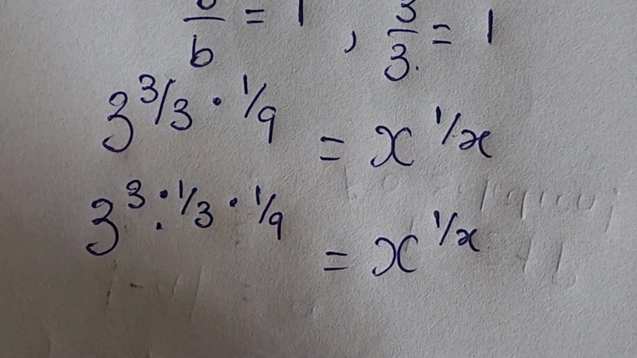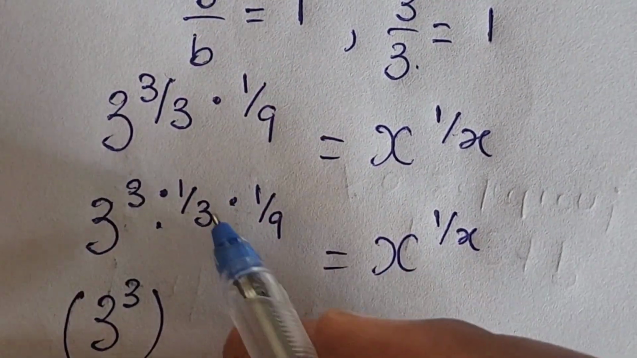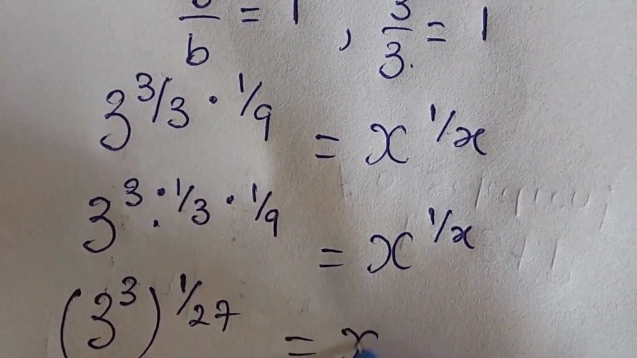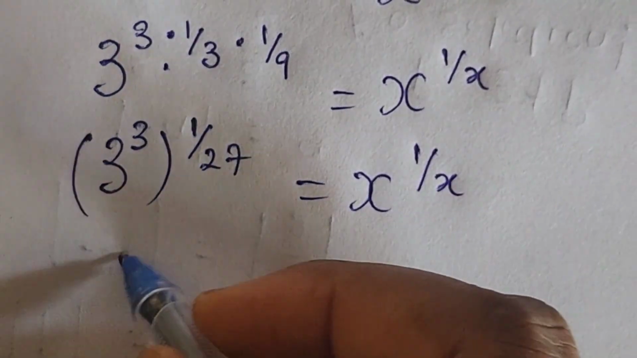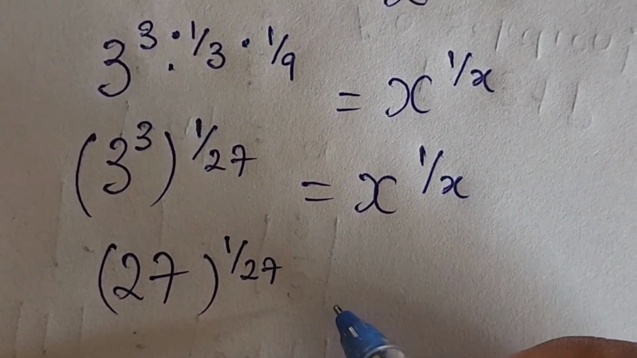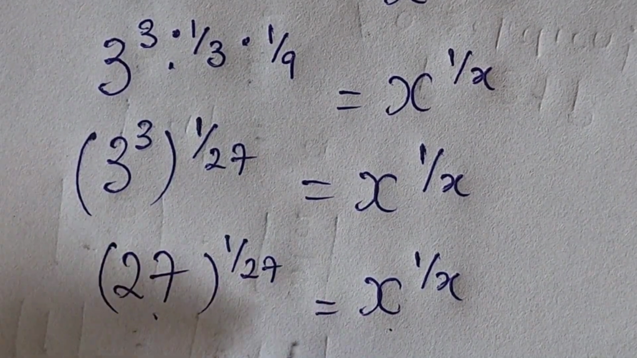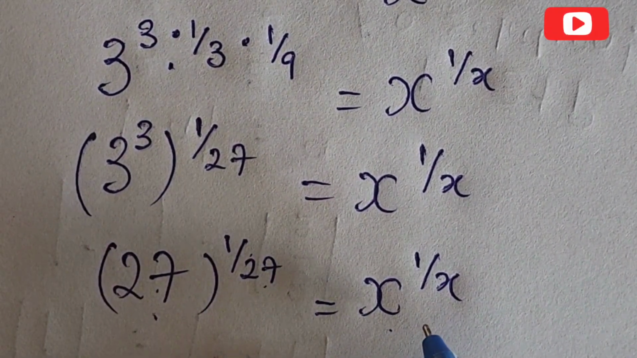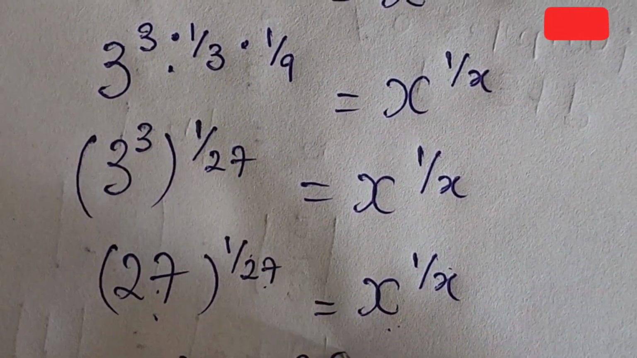So when we resolve this, we have that 3 to the power of 3 further raised to the power of, multiplying these fractions, we have 1 over 27 is equal to x to the power of 1 over x. So from here, 3 to the power of 3 is 27. We have 27 to the power of 1 over 27 is equal to x to the power of 1 over x. So from here we'll conclude that since we have 27 to the power of 1 over 27 and on the right we have x to the power of 1 over x, our x is equal to 27.